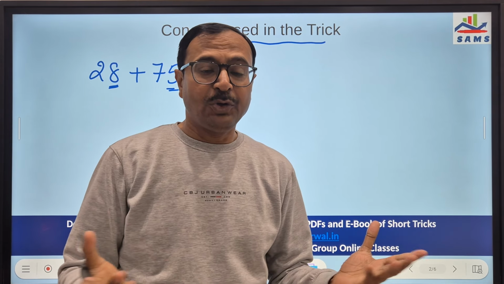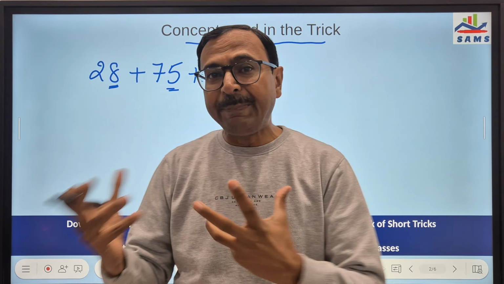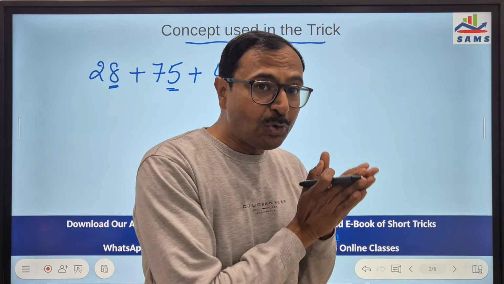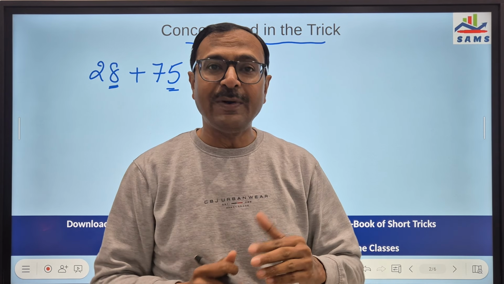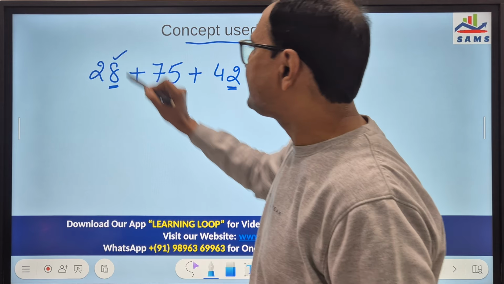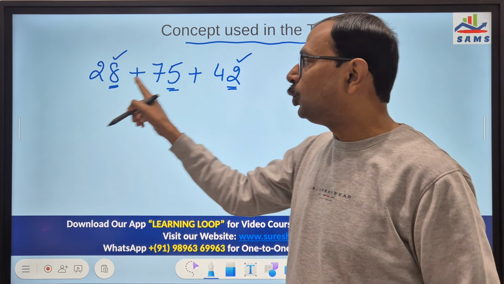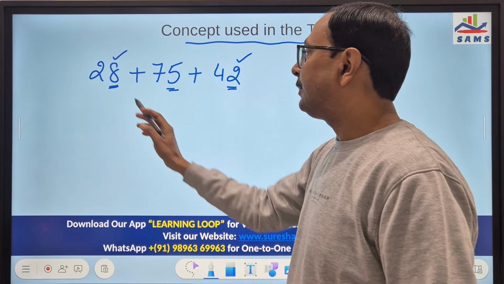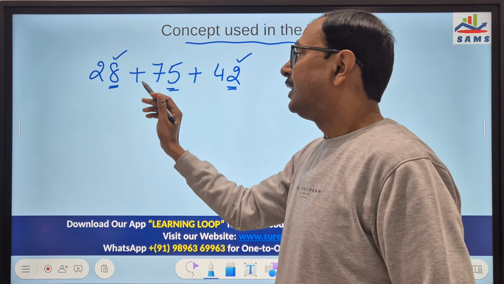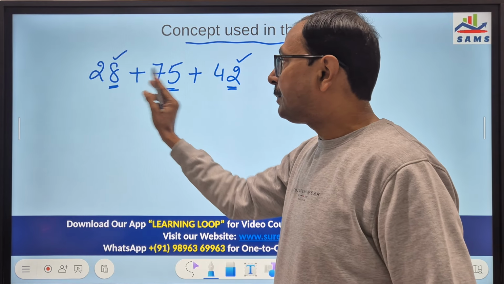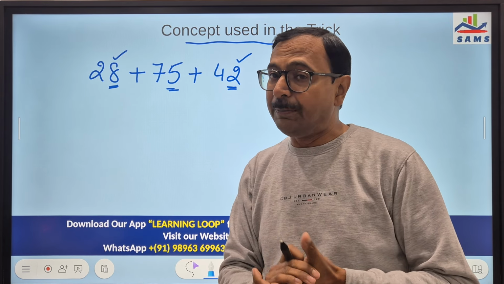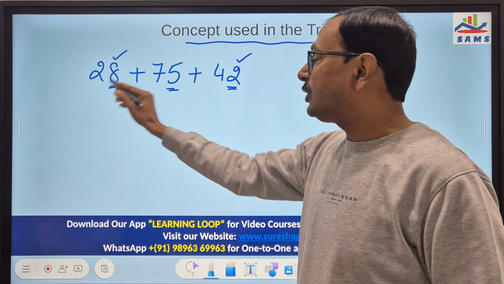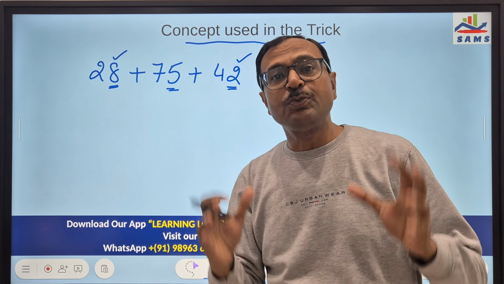You can sort out pairs of numbers like 1 and 9. 1 plus 9 is 10, so it will give you a base number ending in 0. Likewise, a number ending in 8 and a number ending in 2 will be much easier to add as compared to numbers which do not add up to 10. Like 8 plus 5 is 13, so adding will be a little difficult, as compared to 8 plus 2 is 10, so adding 28 and 42 will be much easier.